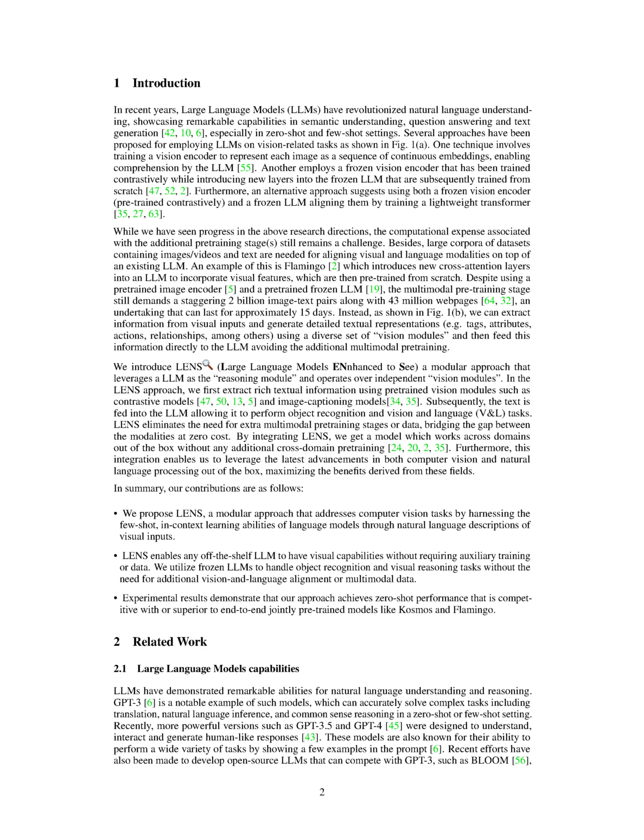Now, let's move on to how these models have been used for tasks that involve images. As depicted in Figure A1, one approach involves using a vision encoder that's been trained to transform each image into a sequence of continuous embeddings. This transformation allows the LLM to understand the image. In another method, a vision encoder that's been trained in a contrastive manner is kept as is, and new layers are added into the frozen LLM. These new layers are then trained from scratch. There's also an alternative method which suggests that both a frozen vision encoder and a frozen LLM could be used. This combination is made possible by training a lightweight transformer.